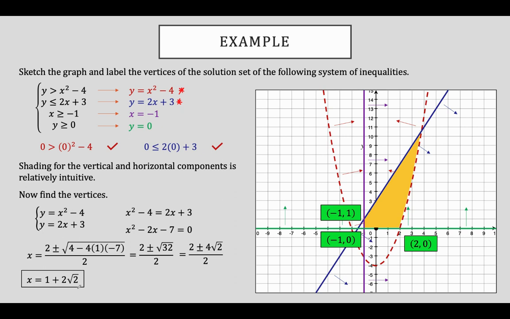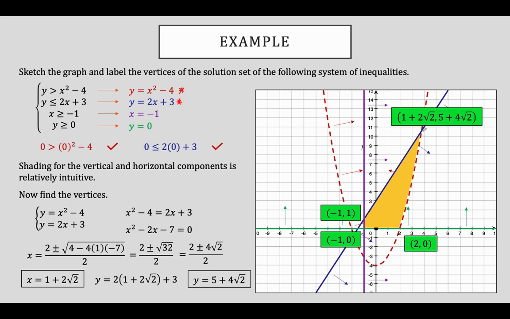And so if that is our x-coordinate, we can find the corresponding y-coordinate by back substituting. Let's back substitute into this second equation. It would be y is equal to 2 times (1 plus 2 root 2) plus 3. Distributing through, we get 2 plus 4 root 2 plus 3, which gives us y is equal to 5 plus 4 root 2. So, not quite as nice, but our final vertex here has the ordered pair (1 plus 2 root 2, 5 plus 4 root 2). There you have it, solving systems of inequalities.